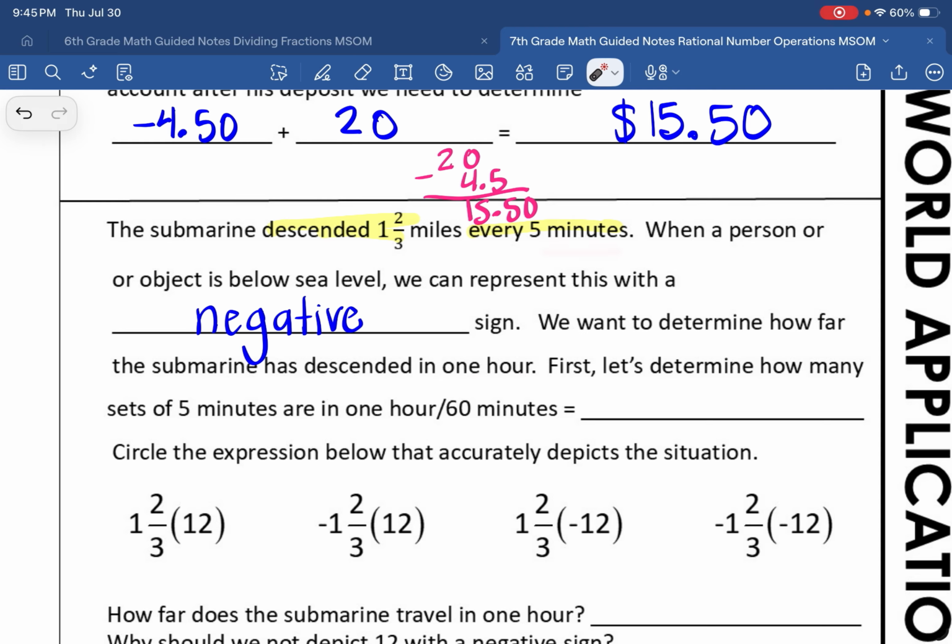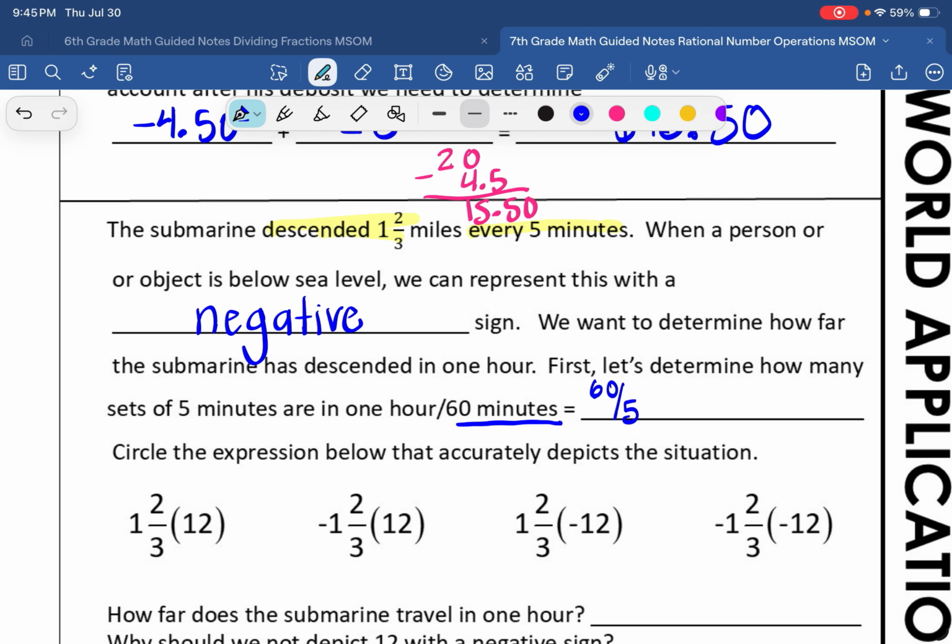So I'm going to figure out how many times 5 minutes is in 1 hour, and that's going to be 12. I figured that out because 1 hour is 60 minutes. So 60 divided by 5 equals 12. So the submarine will be descending 12 times in 60 minutes or 1 hour.